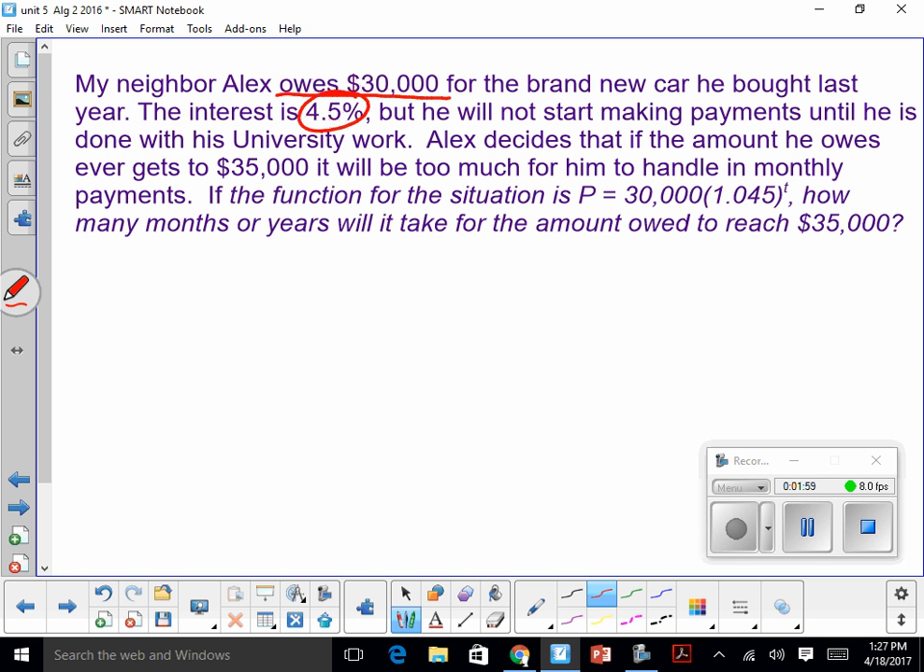All right, now see here. Alex decides that if the amount he owes ever gets to 35,000, this gets a little tricky. Now there are two numbers in here. You got the 30,000, you got the 35,000. When you write your equation, y equals A times B to the X, I'll write it over here. The question is going to be, okay, am I using the 30 or am I using the 35?